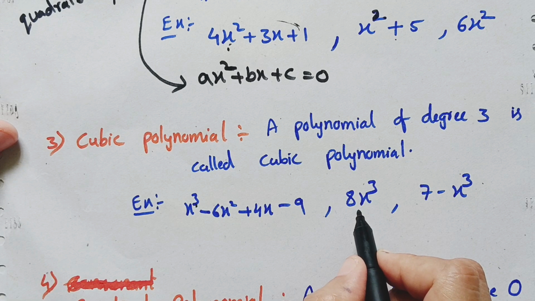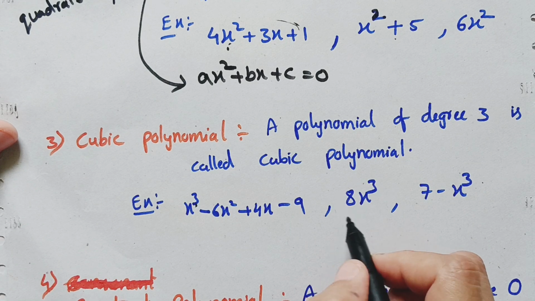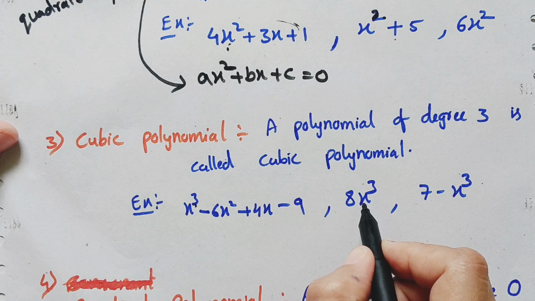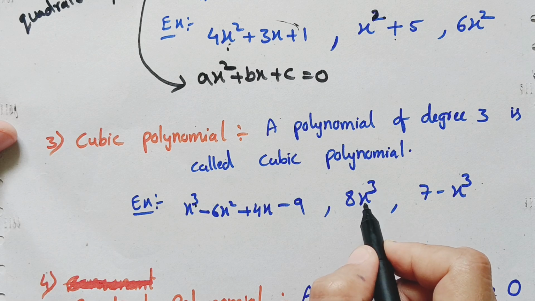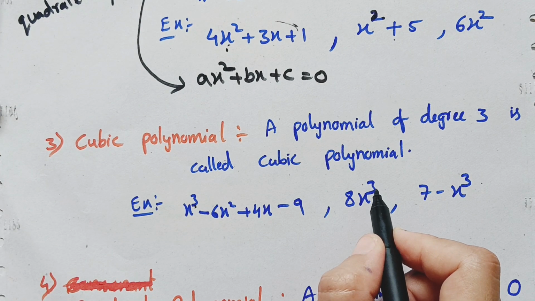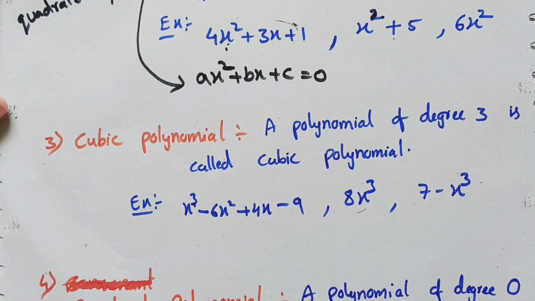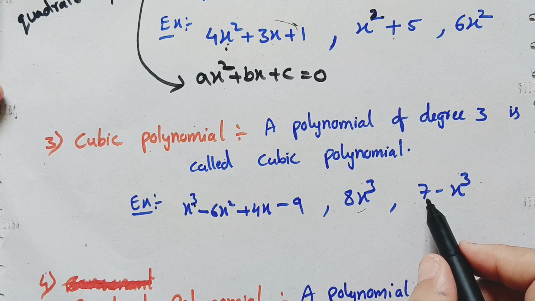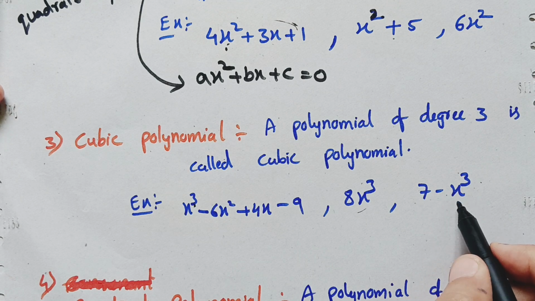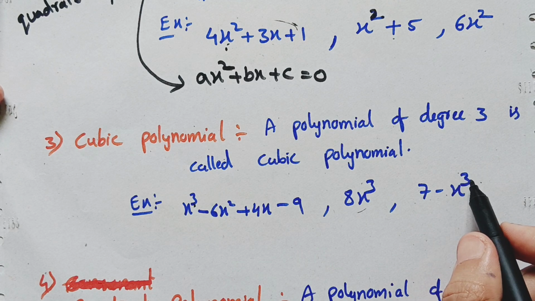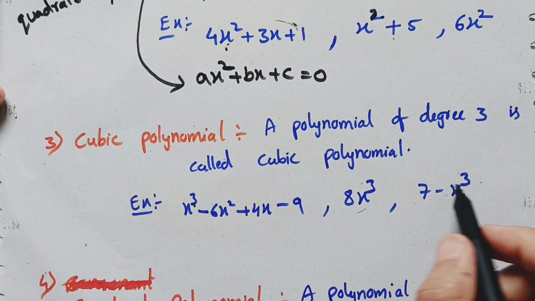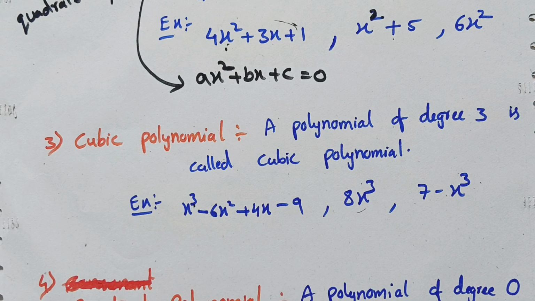So let's take another example. 8x cube is also a cubic polynomial. Why? Because for x I have 3 as the power. That's why this is a cubic polynomial. Let's take another example, 7 minus x cube. Here we have x cube. That's why cube is there, and this is a cubic polynomial example.